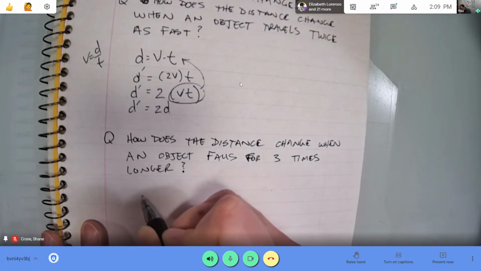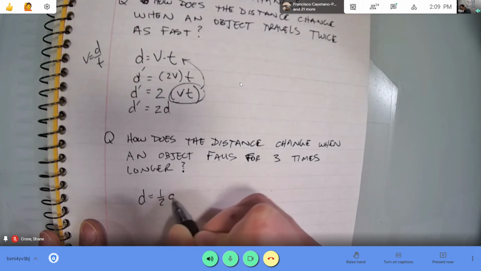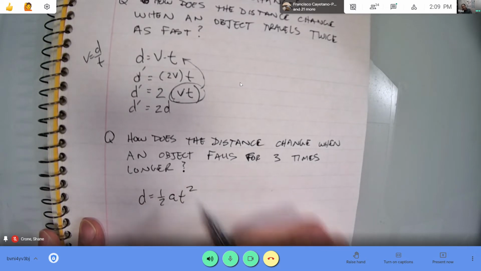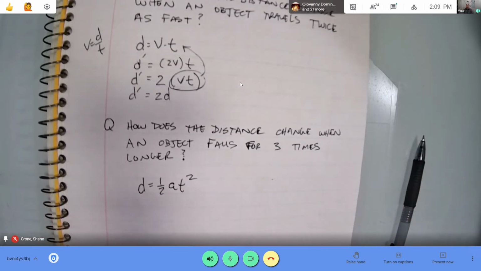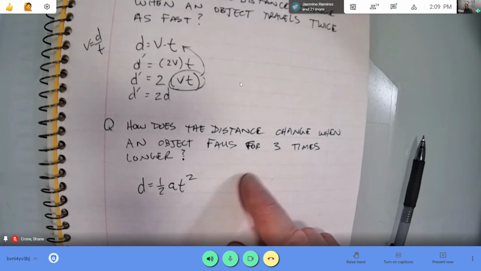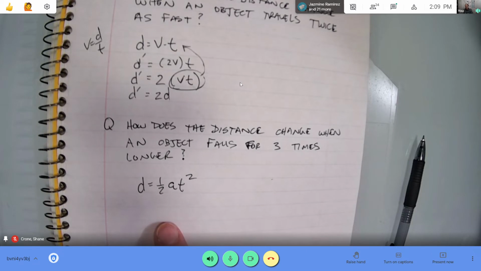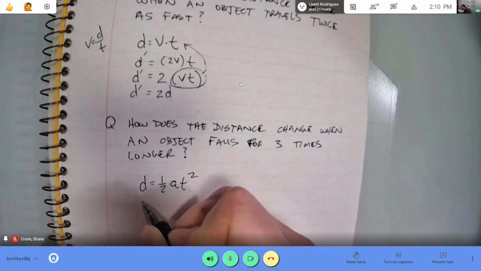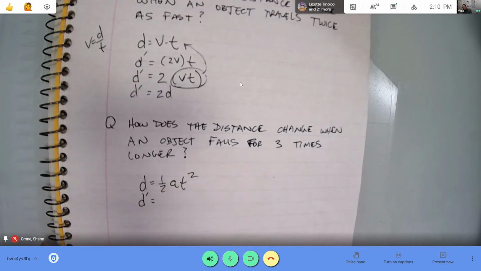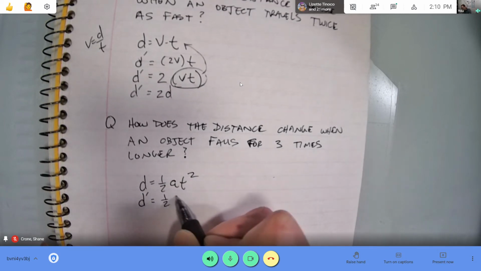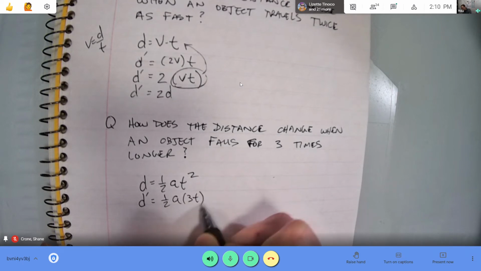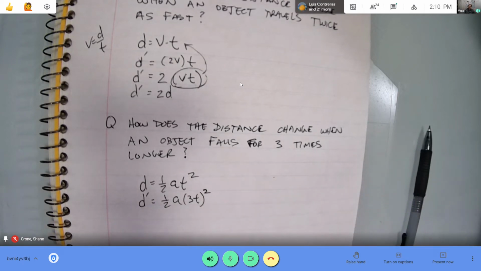This time our equation is d is equal to 1/2 at squared. So if we drop something, then the initial velocity is 0, so we can ignore the v naught t over here, and this is the equation. It's already solved for distance, so great, I don't need to do anything. So then the next step is d prime. In this case, it's 1/2 a, and now I'm going to put the 3t in there and squared.